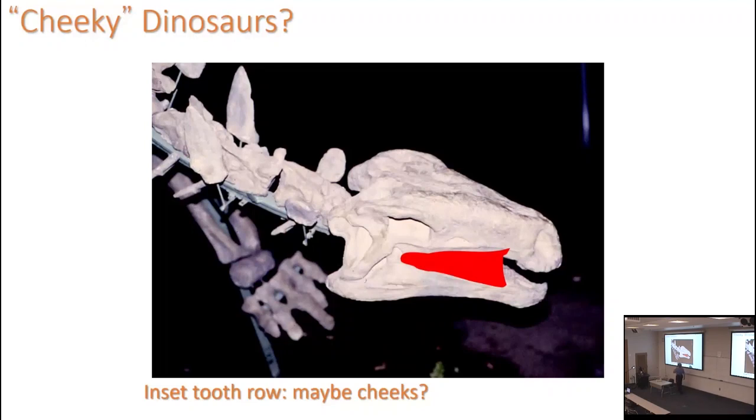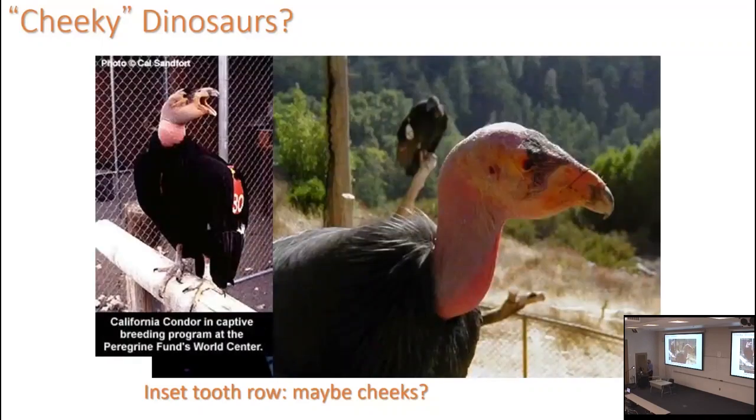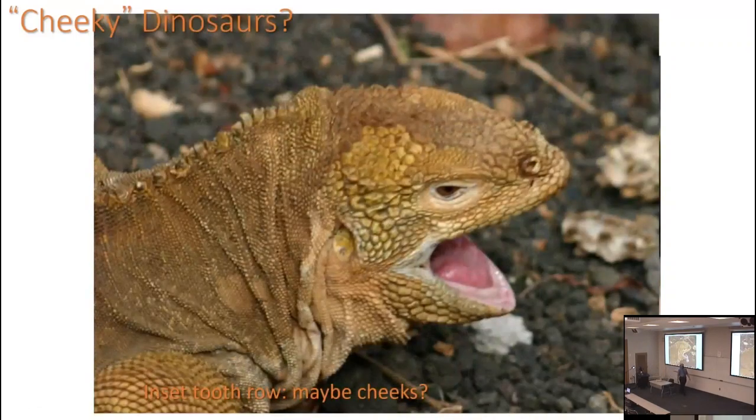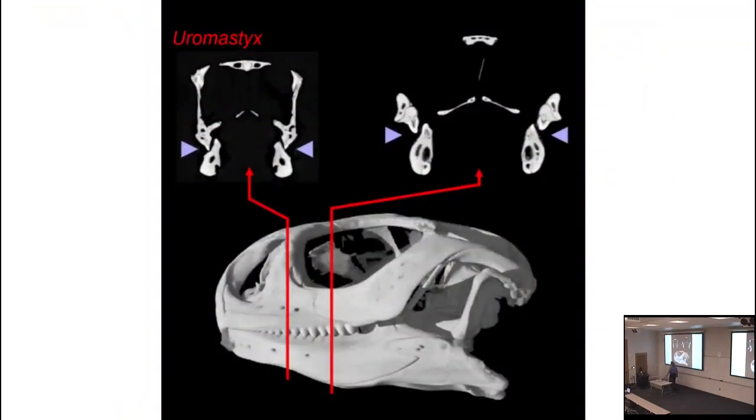However, if they had cheeks of a conventional sort, we're not certain where they come from. Now, it's not inconceivable that they had skin cheeks. Some birds have skin cheeks right behind their beaks. And here's a condor. Most lizards don't. I mean, maybe a little hint of one, but they don't have much. And it's worth noting that there are herbivorous lizards today that do have inset tooth rows.